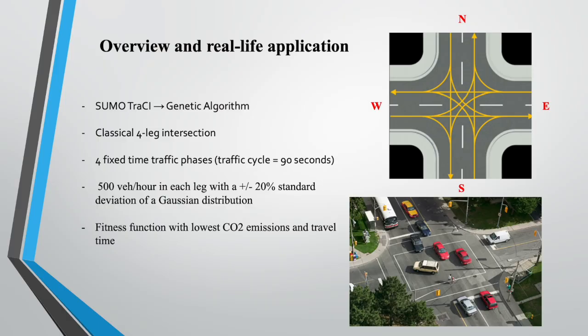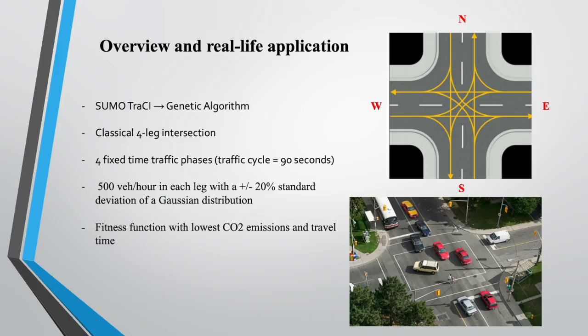The traffic cycle is 90 seconds long, and the traffic flow is 500 vehicles per hour in each leg with a plus minus 20% standard deviation of a Gaussian distribution. And of course, since we have this genetic algorithm, we also have a fitness function where we aim to get the lowest CO2 emission as well as travel time.